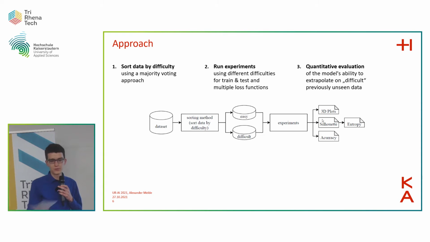Second, we run multiple experiments using difficult and easy images, or just different combinations of difficulties, for training and test, and also tested multiple loss functions. Third, we evaluate both qualitatively and quantitatively the model's ability to extrapolate on previously unseen data, which should be difficult.